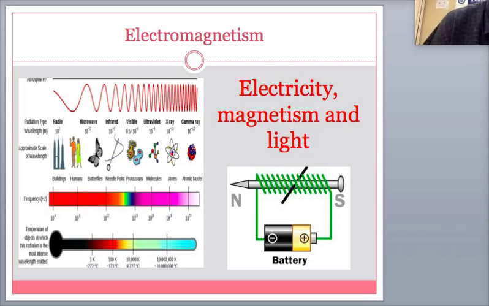Electromagnetism is electricity, magnetism, and light. On the left is the electromagnetic spectrum, ranging from radio waves on the left to gamma rays on the right. Below is a magnet and a nail that has wires wrapped around it attached to a battery.